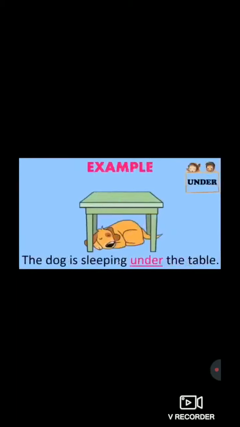Now, the third example of under. The dog is sleeping under the table. So students, can you see? Yes, where is the dog? Yes, the dog is under the table. The dog is sleeping under the table.